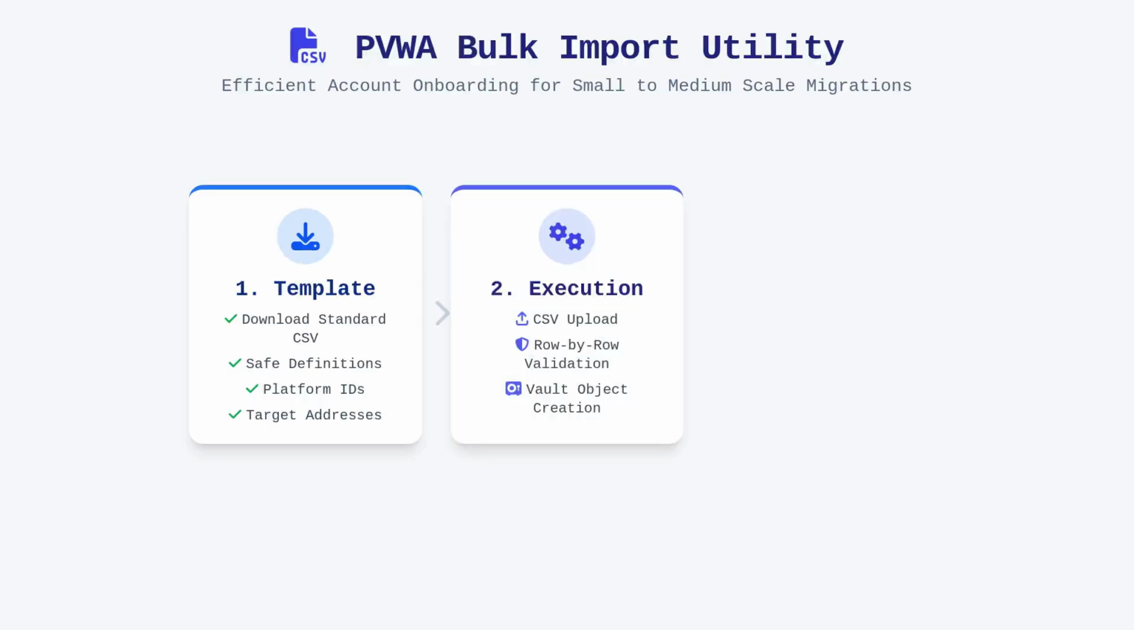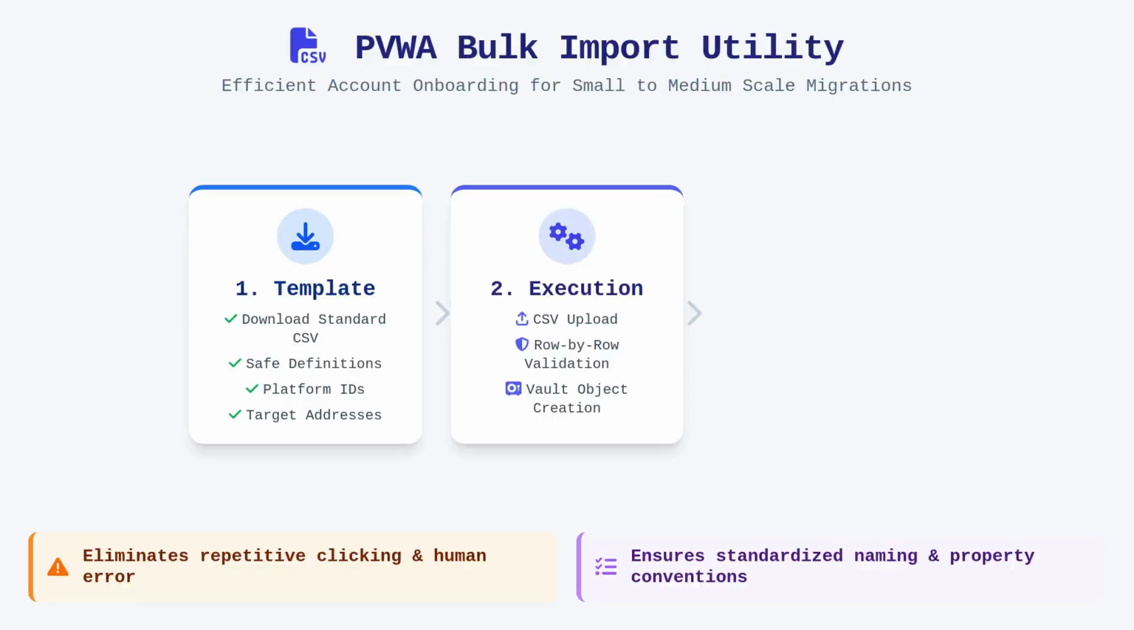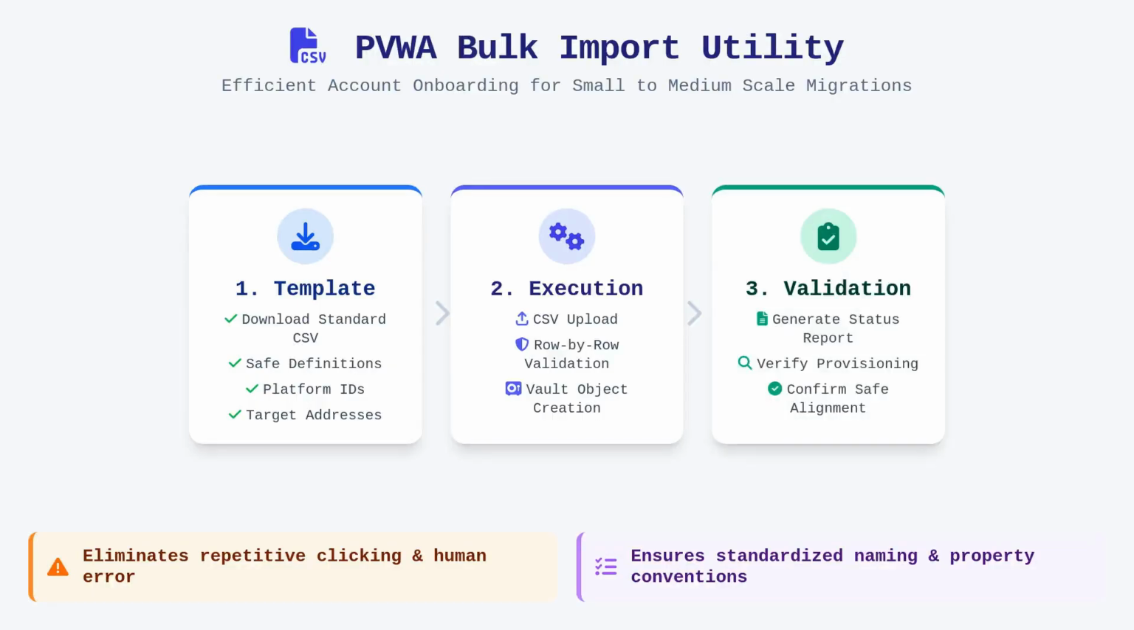When you upload this CSV, the CyberArk system validates each row before creating the objects in the vault. This method mitigates the risk of human error associated with repetitive clicking in the web interface and ensures a standardized naming and property convention across your entire credential set. Always verify the status report generated after the import to confirm that every account was successfully provisioned in the required safes.